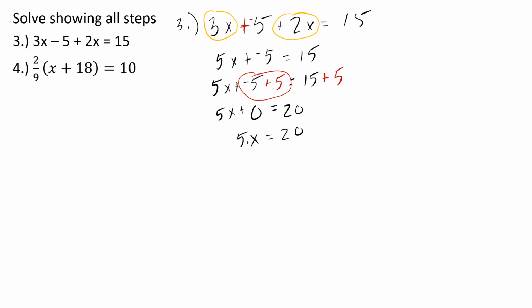Here we have 5 times x. So instead of multiplying by 1/5, which is multiplying by the reciprocal and obviously works, it is easier for us to picture that as division. 5 divided by 5 is 1. 20 divided by 5 is 4, and 1 times x is just x. And so we get x is equal to 4.